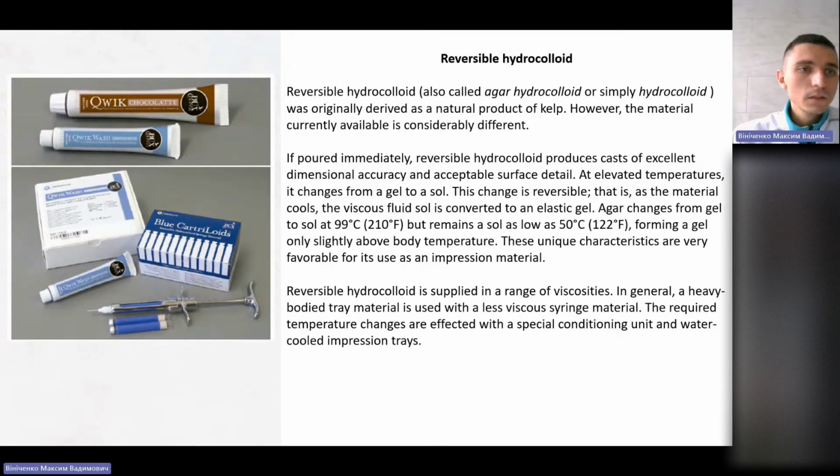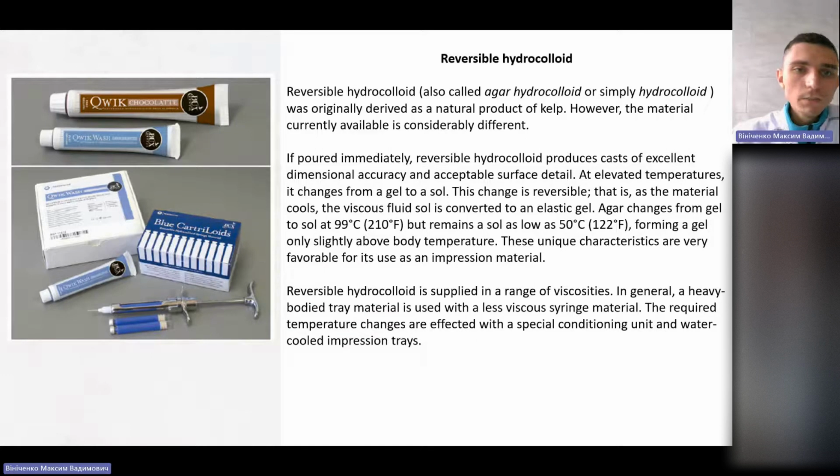So you could see that they were originally derived as a natural product of kelp. However, the material currently available is considerably different. If poured immediately, reversible hydrocolloid produces casts of excellent dimensional accuracy and acceptable surface detail. At elevated temperature, it changes from a gel to a sol. This change is reversible, that is, as the material cools, the viscous fluid sol is converted to an elastic gel.